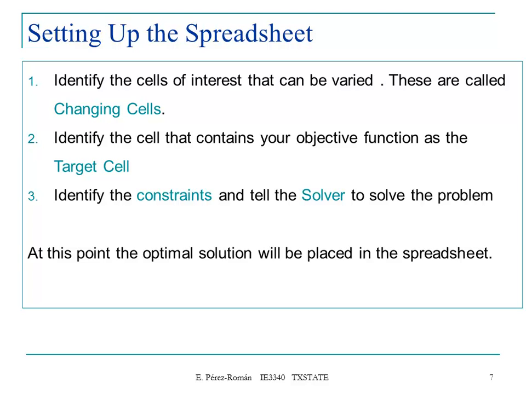And then we need to identify the constraints and tell the Solver to solve the problem. So changing cells for the decision variables, the target cell for the objective function, and then we're going to write the formula for the constraints. Once you hit the solve button, you'll see that the solution will come up after a few seconds.